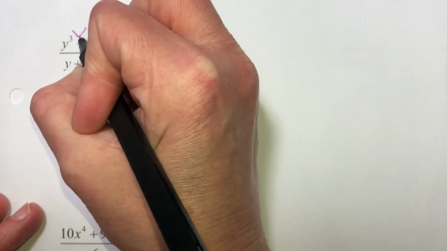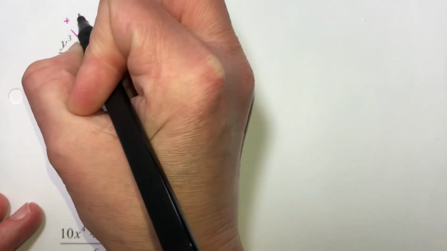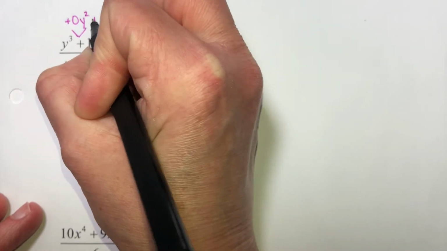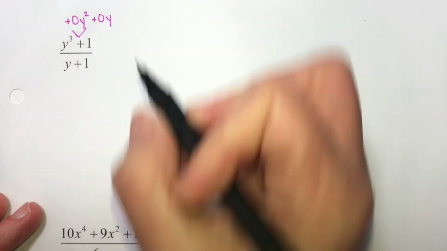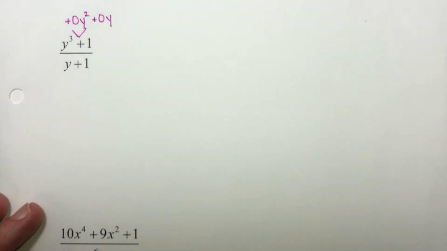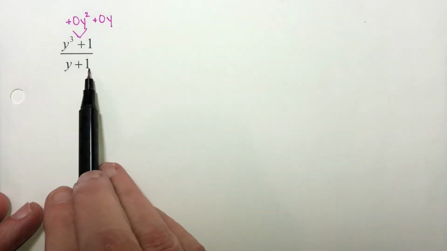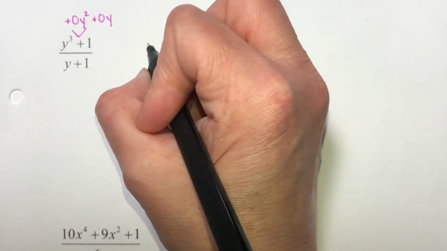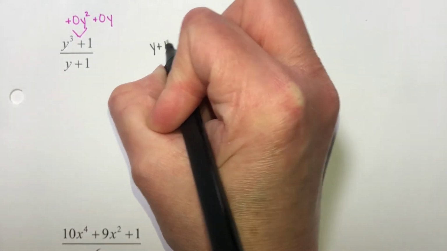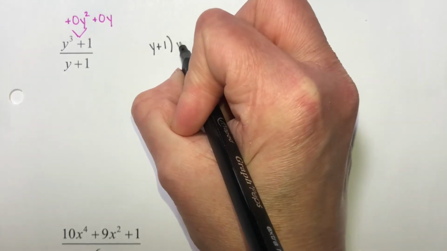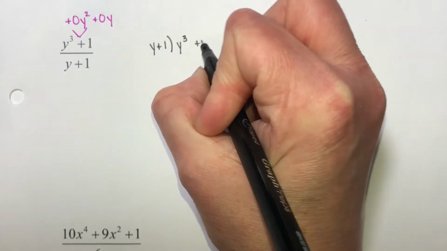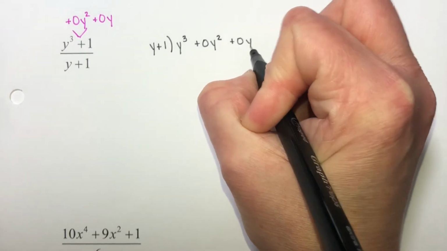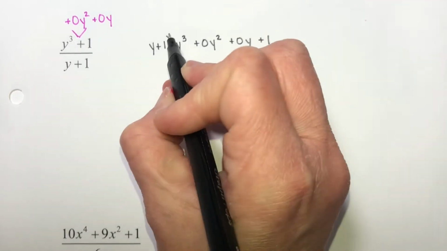So when I set this up, I need to plug in 0y squared plus 0y. Since I have two terms missing, I need to replace them both. My denominator is in order and nothing is missing. So I have y plus 1 divided into y cubed plus 0y squared plus 0y plus 1.